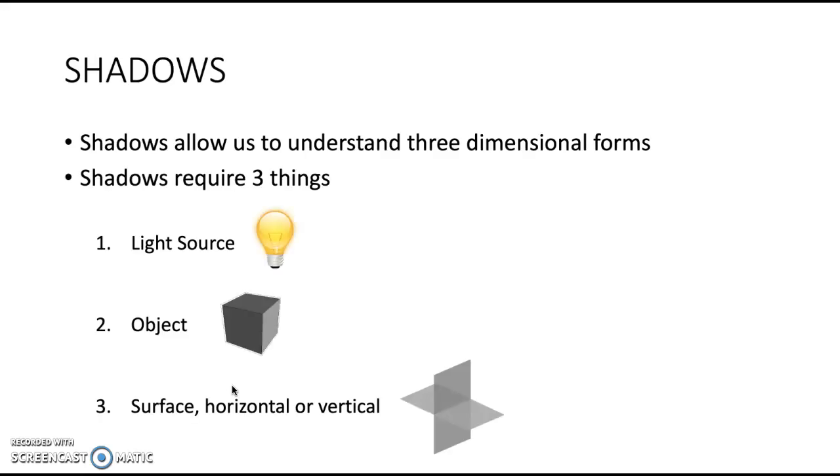In this lecture, we will be discussing shadows. Shadows allow us to understand three-dimensional forms. Shadows require three things to exist. We need a light source, we need an object to cast a shadow, and we need a surface for the shadow to land on. In our exercises, we will be limiting our surfaces to horizontal or vertical.